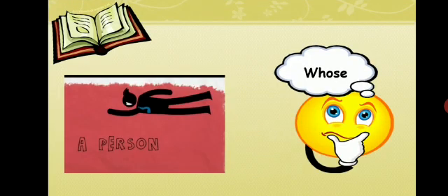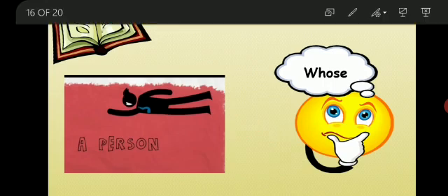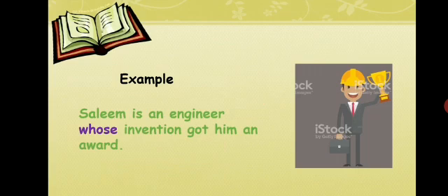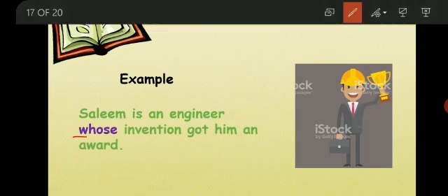Okay. Next relative pronoun, whose. Whose is also used for persons. When we want to show possession of a person, then we use whose. Means when we want to tell a thing that belongs to a person, we use whose for it.